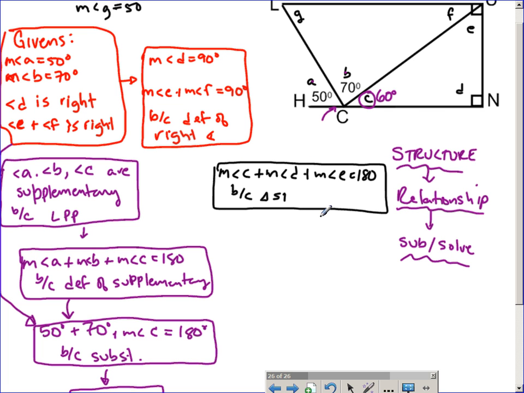I think we're good to go to move to our next one. If we did a relationship already, now let's substitute and solve. So instead of C, let's replace it with the value we know is C, which is 60 degrees. Instead of D, let's replace it with the value we know. That's going to be 90 degrees. And the measure of angle E, well, we're trying to find that. So we'll solve for it. We're definitely substituting here.